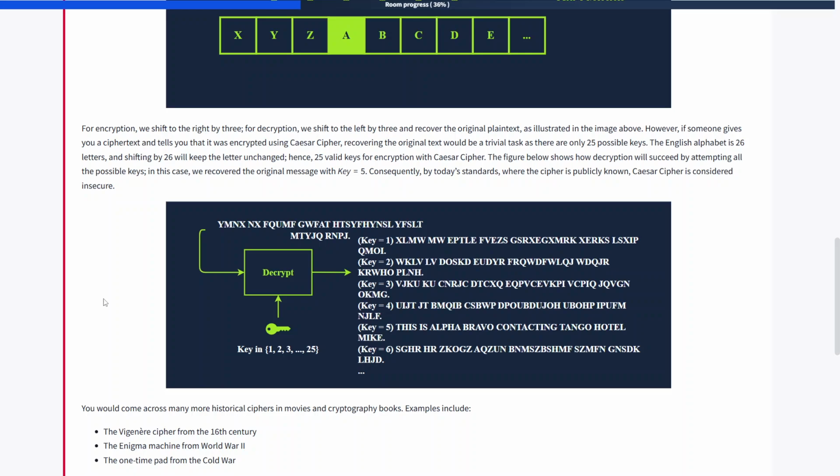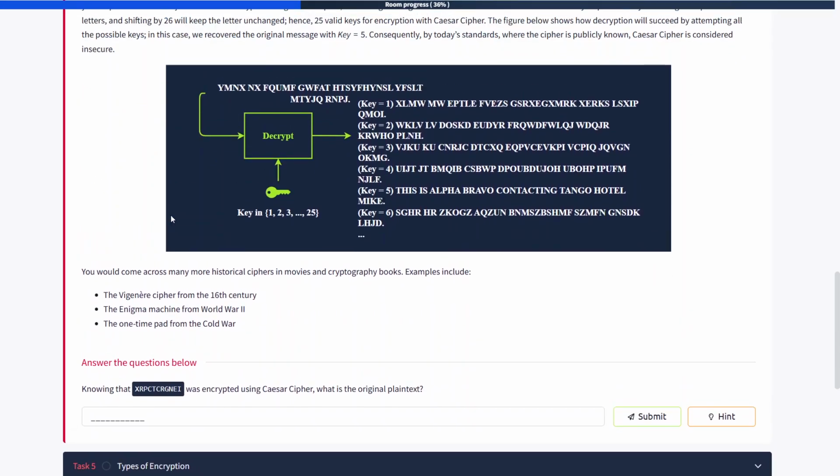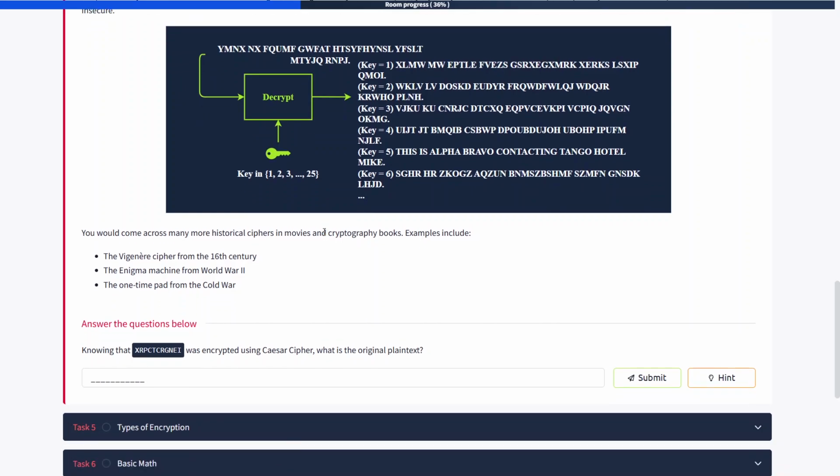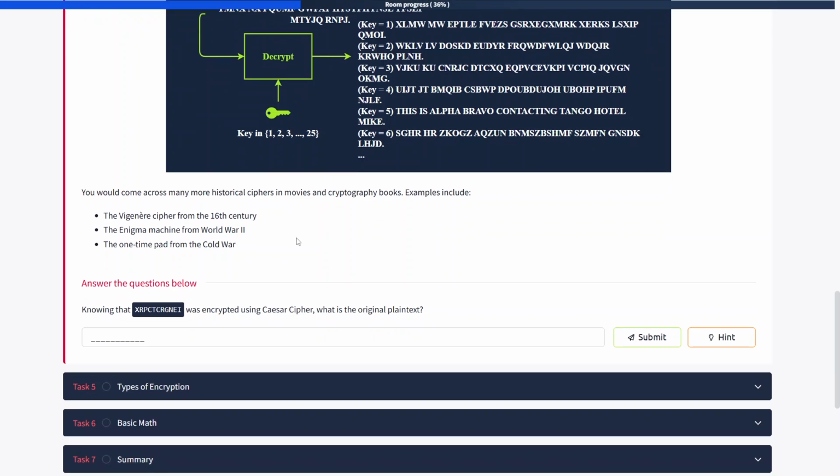Consequently, by today's standards, where the cipher is publicly known, Caesar cipher is considered insecure. So we can brute force with keys from 1 to 25, and for any one of the keys we would get the answer if the plaintext is encrypted in Caesar cipher. You would come across many more historical ciphers in movies and cryptography books. For example, the Vigenère cipher from the 16th century, the Enigma machine from World War II, the one-time pad from the Cold War.